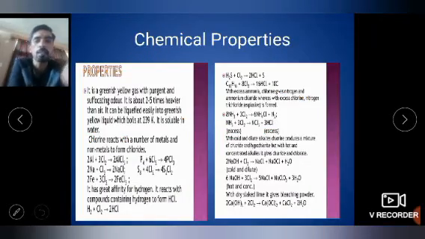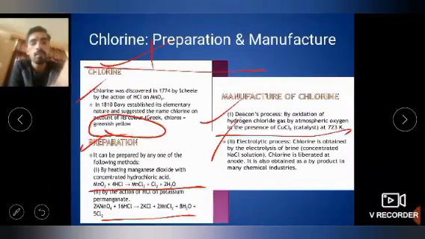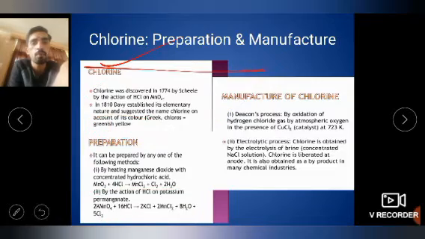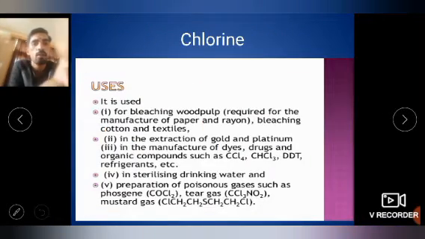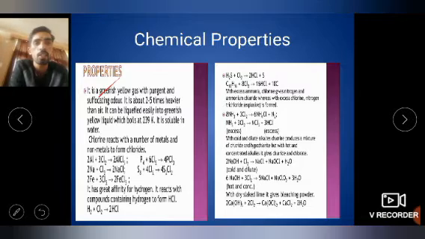Now if you see the properties, it is a greenish yellow gas with pungent smell and suffocating odor. It is about 2.5 times heavier than air. It can be liquefied easily at 239 Kelvin, and chlorine reacts with a number of metals and non-metals. So these reactions, you just pause and do.